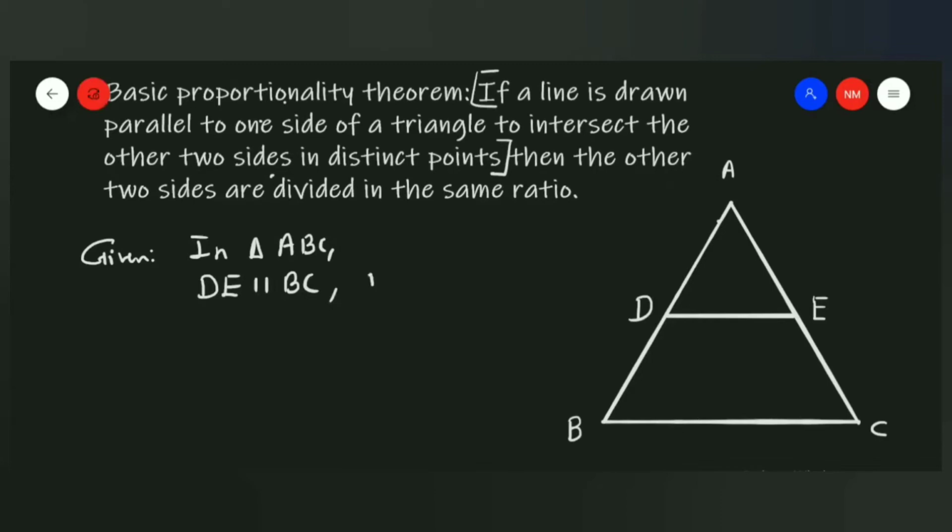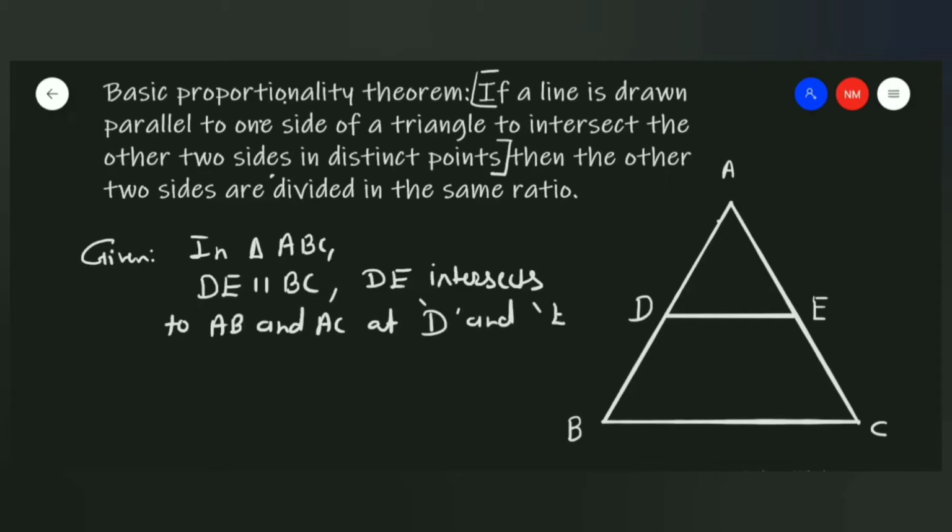Also, we will write DE intersects AB and AC at two distinct points, that is point D and point E, respectively. You will write respectively here because at a time we have mentioned these two sides. So this is the given part.